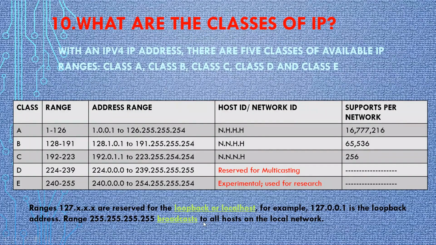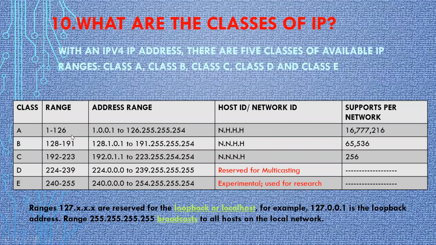The next question is, what are the classes of IP addresses within IP version 4? We don't have classes in IP version 6. In IP version 4 addresses, it's my mistake, we have 5 classes of available IP ranges: class A, class B, class C, class D, and class E. These are the classes. This is the range.